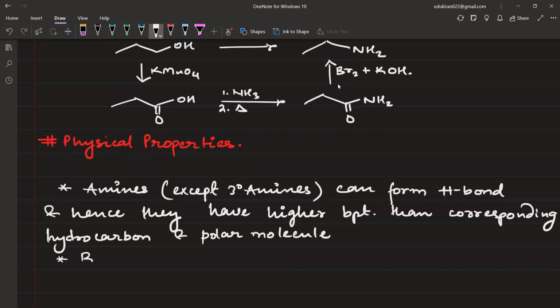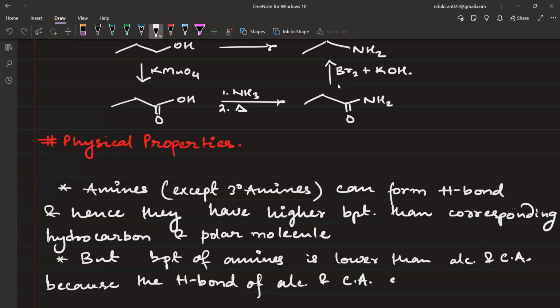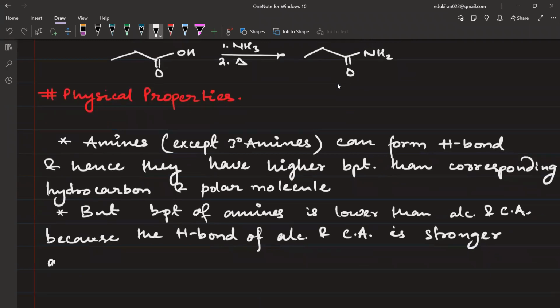But please write a but. Boiling point of amines is lower than alcohol and carboxylic acid. Why? Because the hydrogen bond of alcohol and carboxylic acid is stronger, as it is formed by the more electronegative oxygen atom.